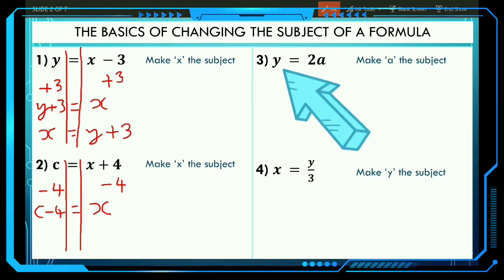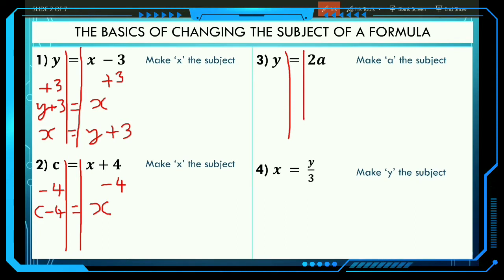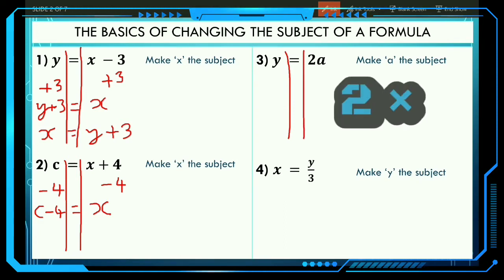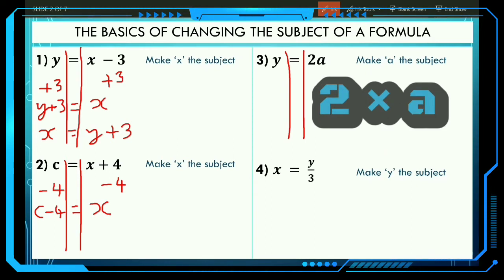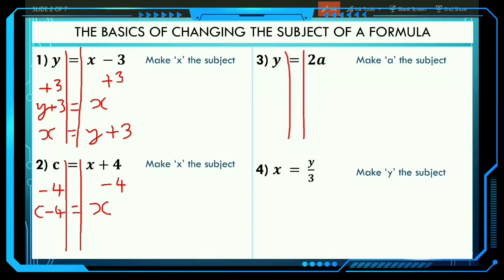Moving on to question 3. Question 3 says y equals 2a. Now, let's draw our lines in first. Now the 2a actually means 2 multiplied by a. So whenever you see a term like 2a or 3a or 4a or 5x, any number with a letter next to it, the sign is multiply. It says to make a the subject.